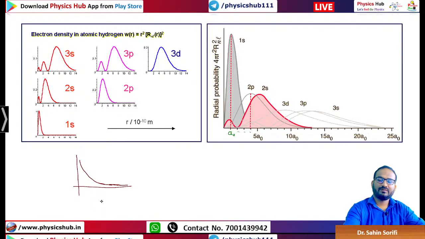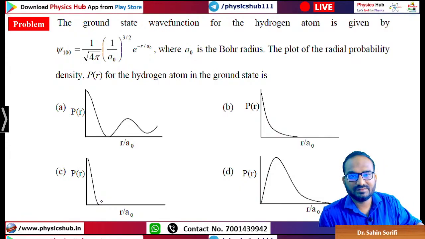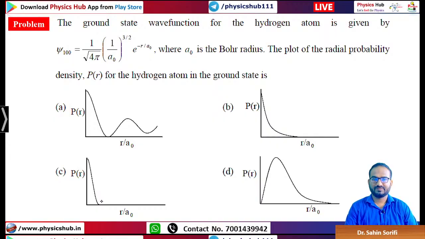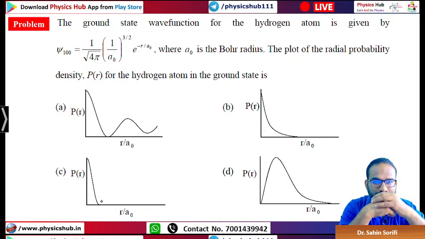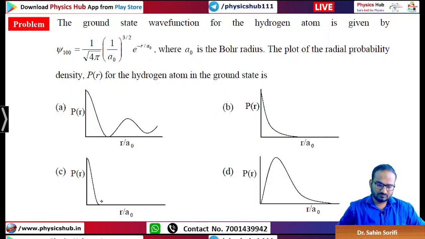Let's see what kind of problem can be set from this. Look at this problem. Tell me the answer. The ground state wave function for the hydrogen atom is given by this plot of radial probability density of the hydrogen atom in the ground state. Which option is most appropriate according to you? N square A is equal to most probable, is it?